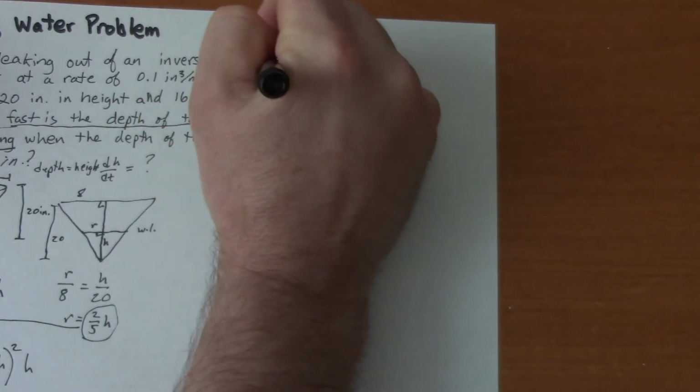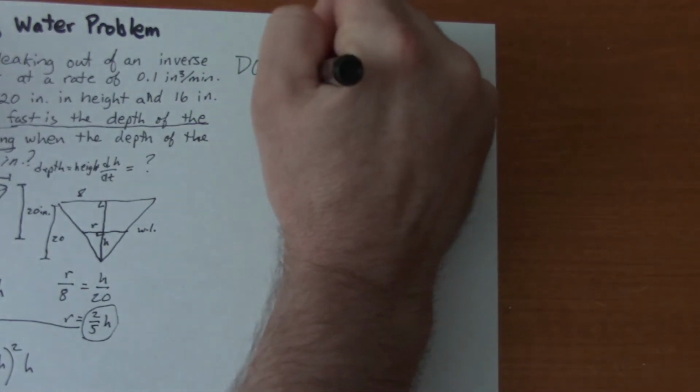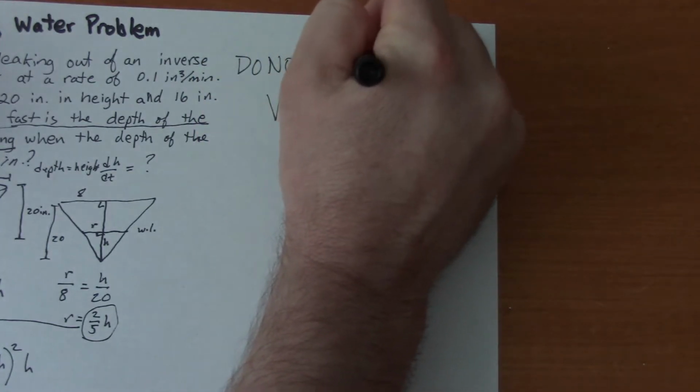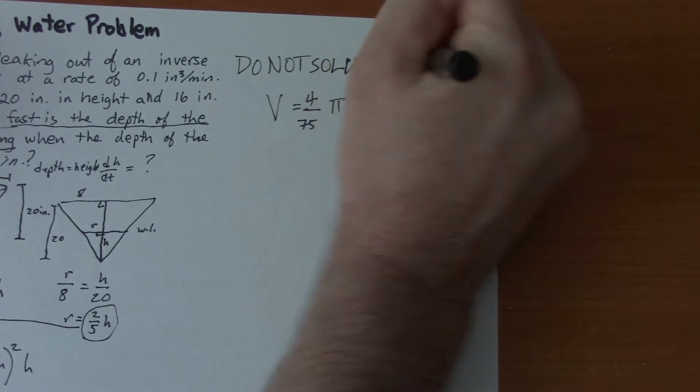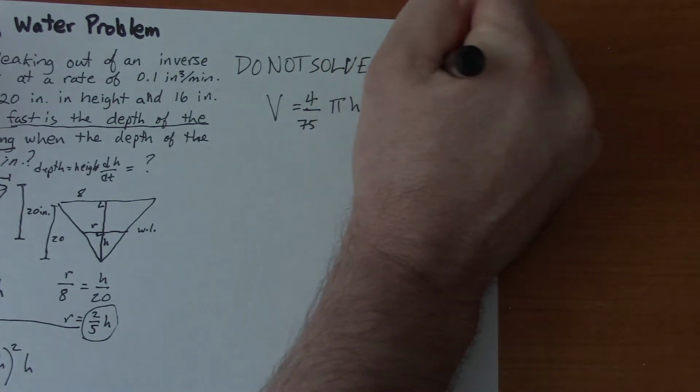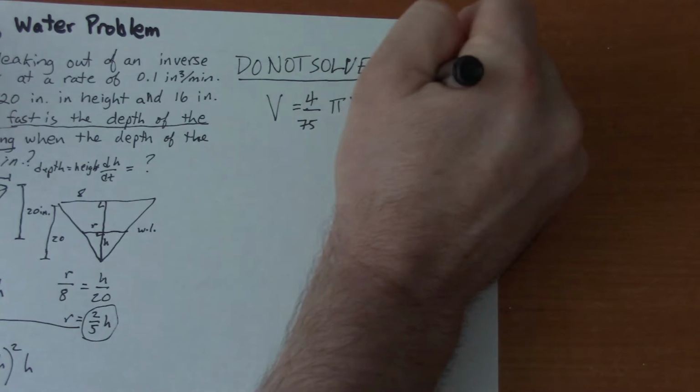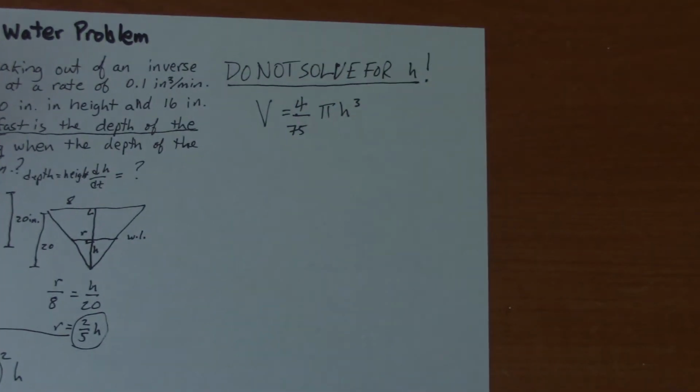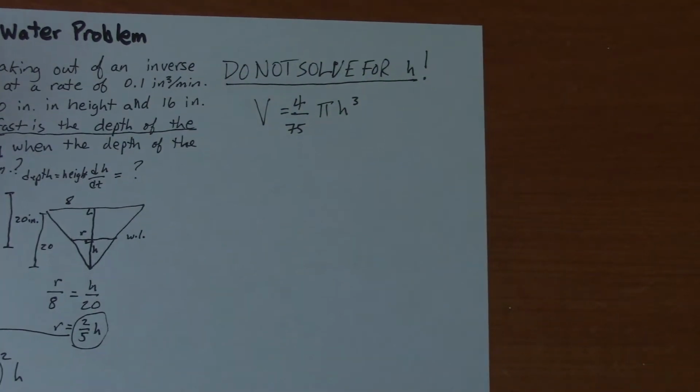But I'm going to write a big do not solve for h. Do not solve for h. They gave you enough information, we can find dH/dt without solving for it. We'll solve for dH/dt with numbers. It'll be easier.